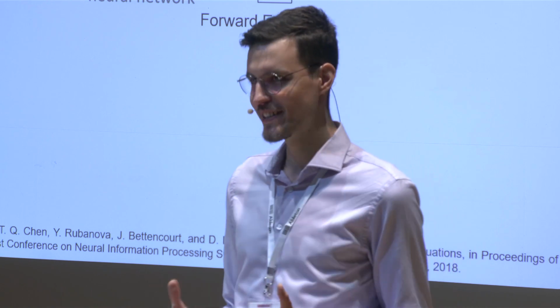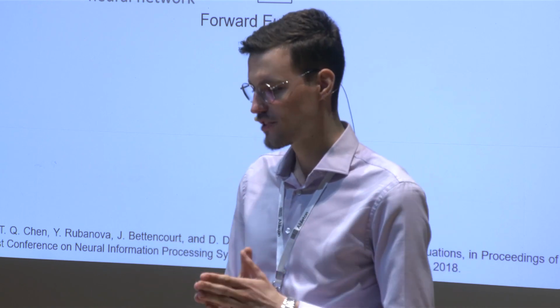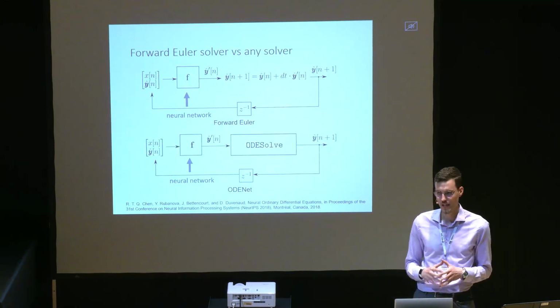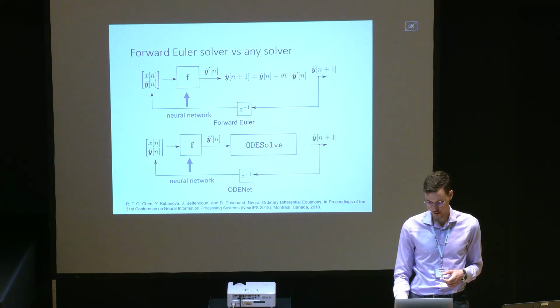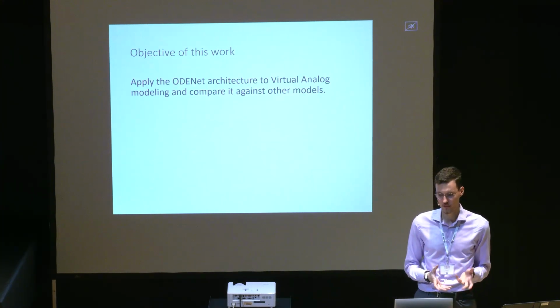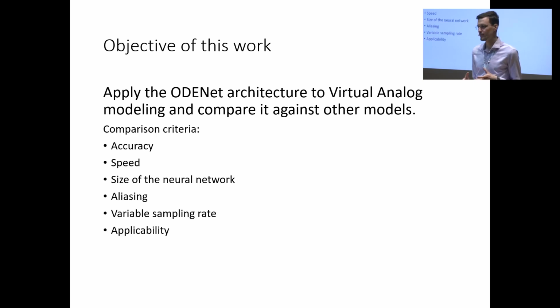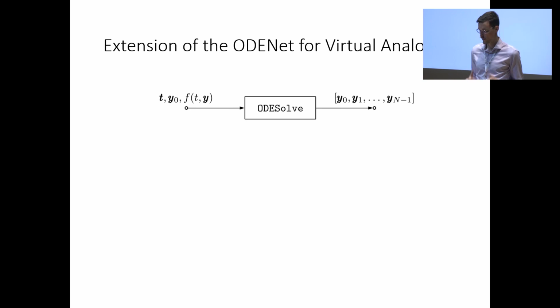But now when we see this, why should we narrow down to just the forward Euler? Maybe we can replace it with any numerical solver and achieve even more generality. Exactly this was the idea behind this work: to adapt this concept to virtual analog modeling and compare it to other models, taking a number of different criteria into consideration. So let's take a look.